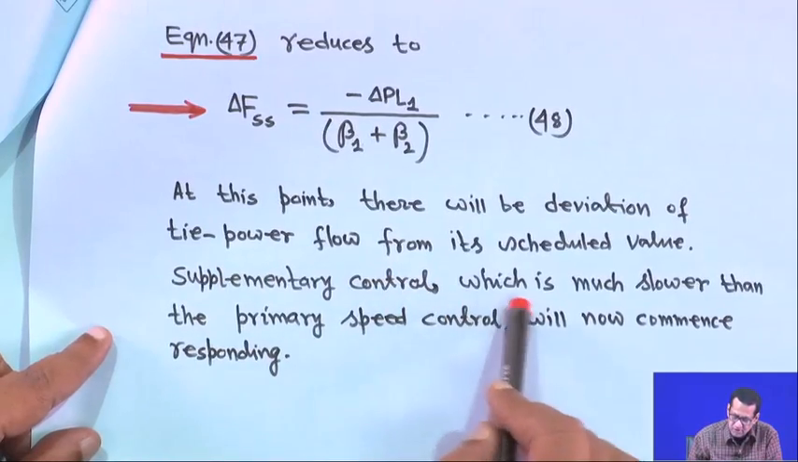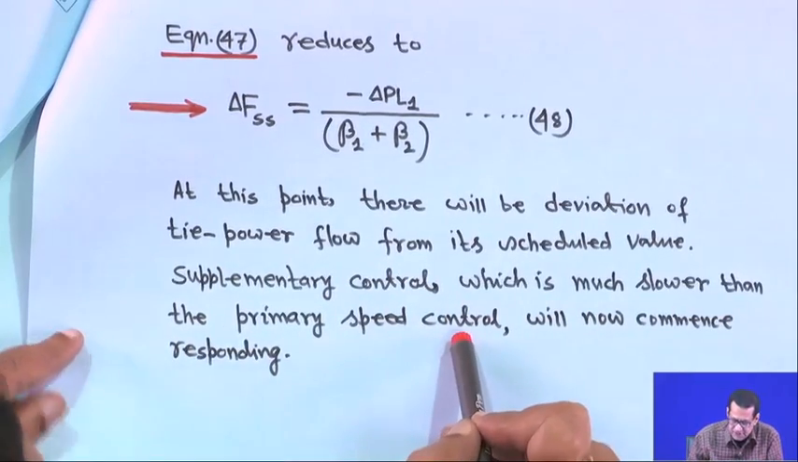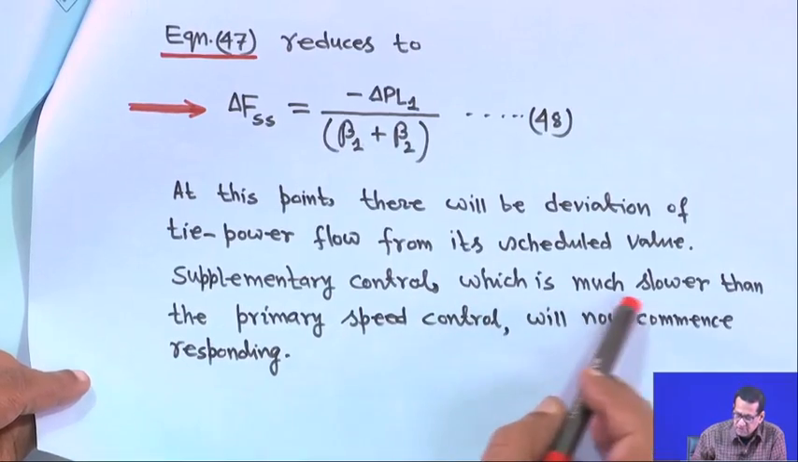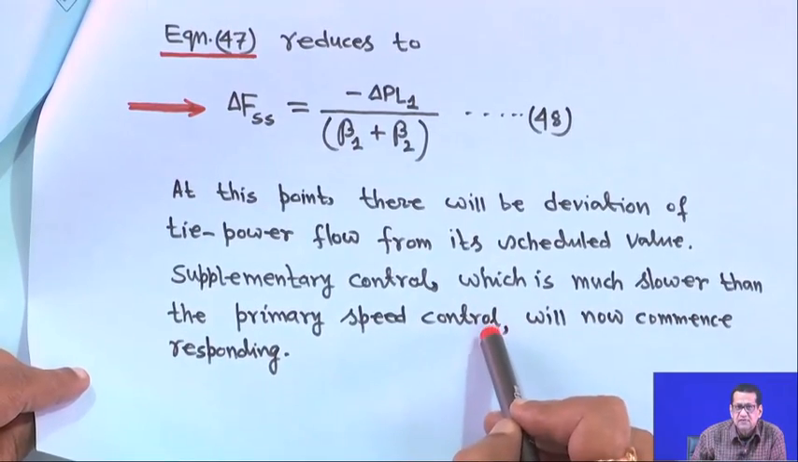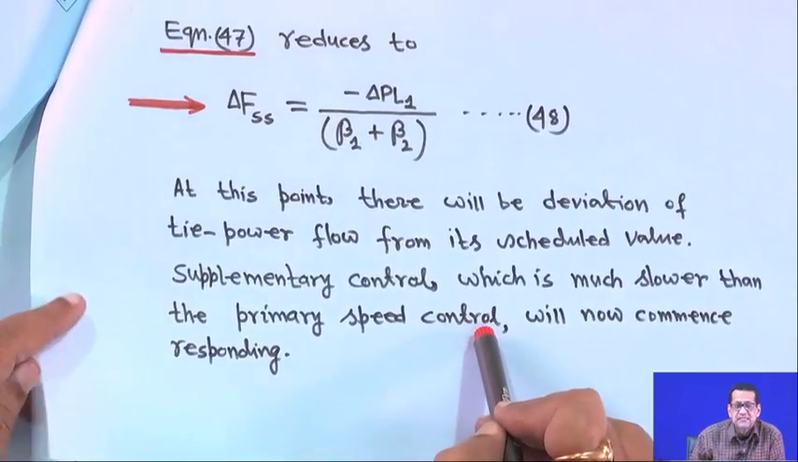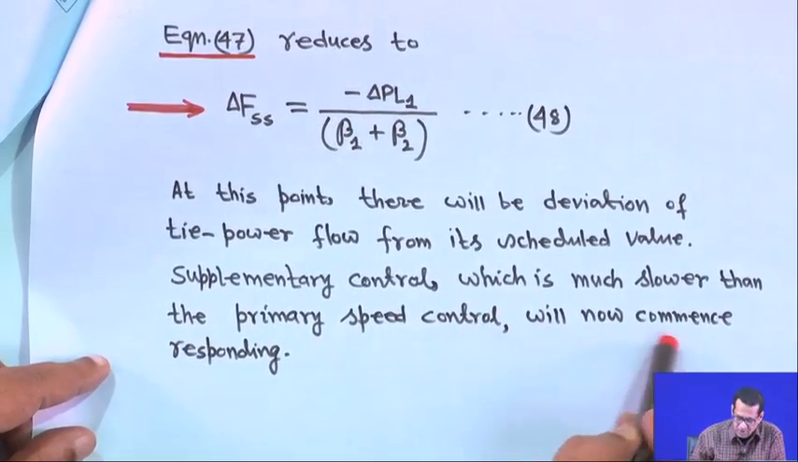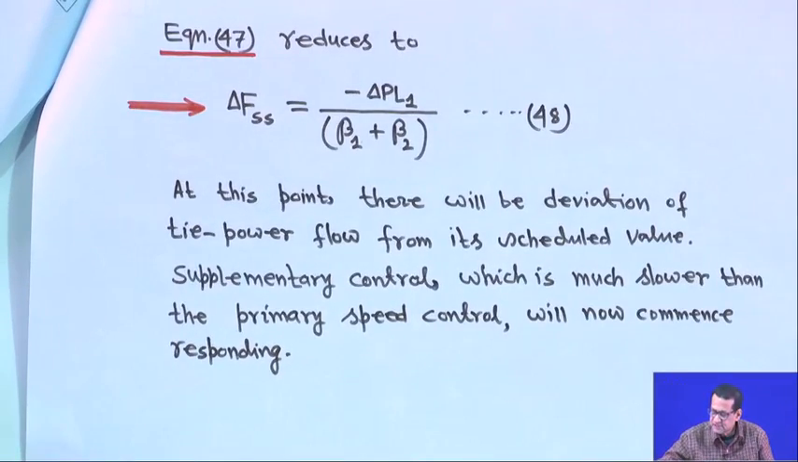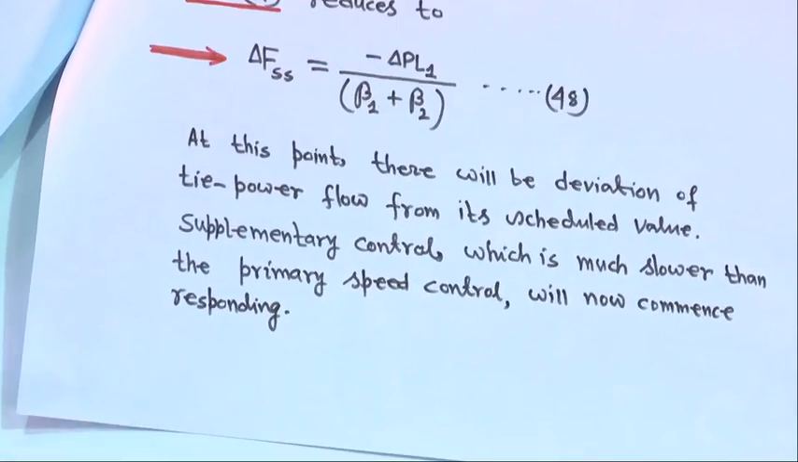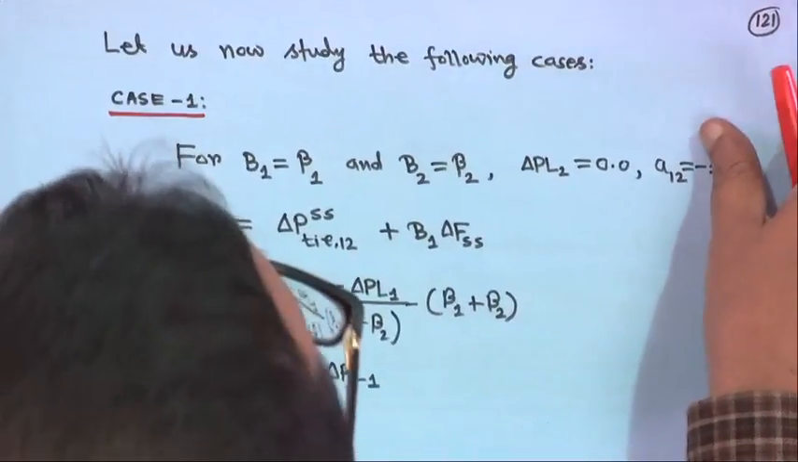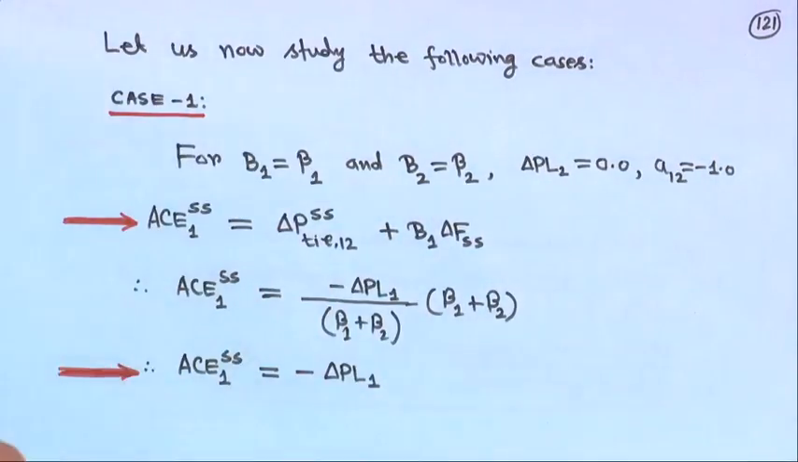Supplementary control is much slower than the primary speed control, that is the regulation parameter, right. Supplementary control action starts after the primary speed control action is over. So it is a slow process, right. If it is so, then we will consider a few cases. Let us now study the following.